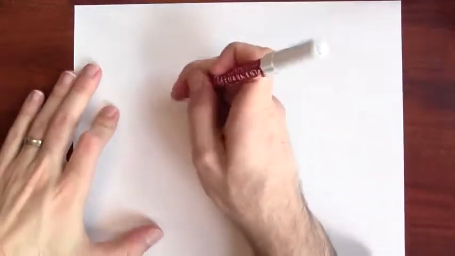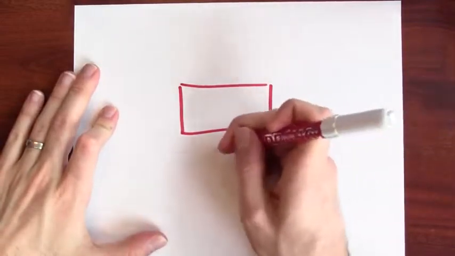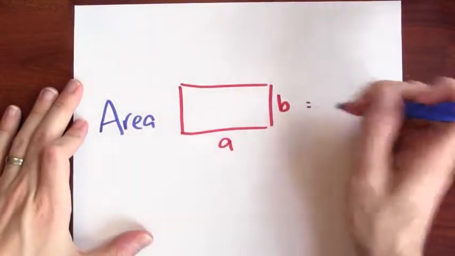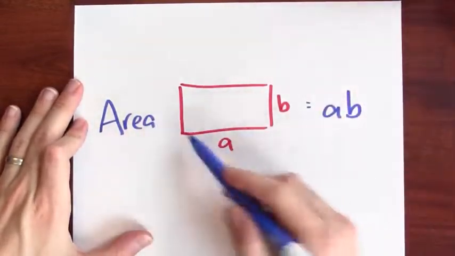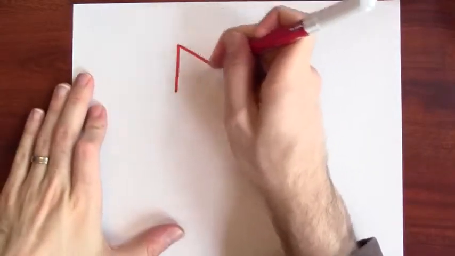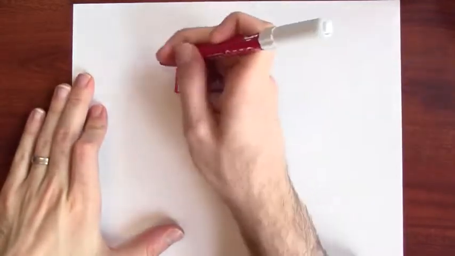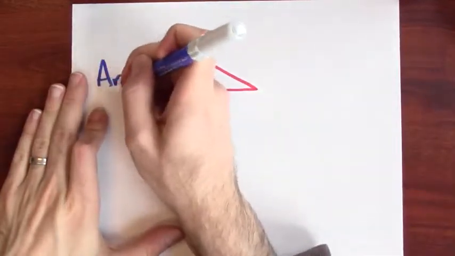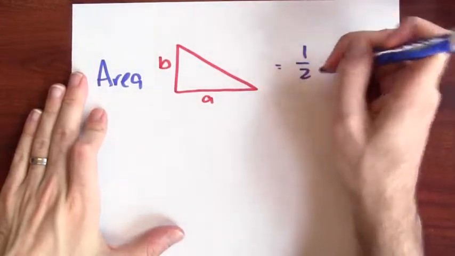Do you know what the area of a rectangle is? Well, if you've got a rectangle, say, of width A and height B, what should the area of this rectangle be? Well, the area of this rectangle is A times B. So what's the area of a triangle? Well, if we've got a triangle, say, of height B and width A, the area of this triangle is 1/2 AB. But why? Why is that the area of a triangle?